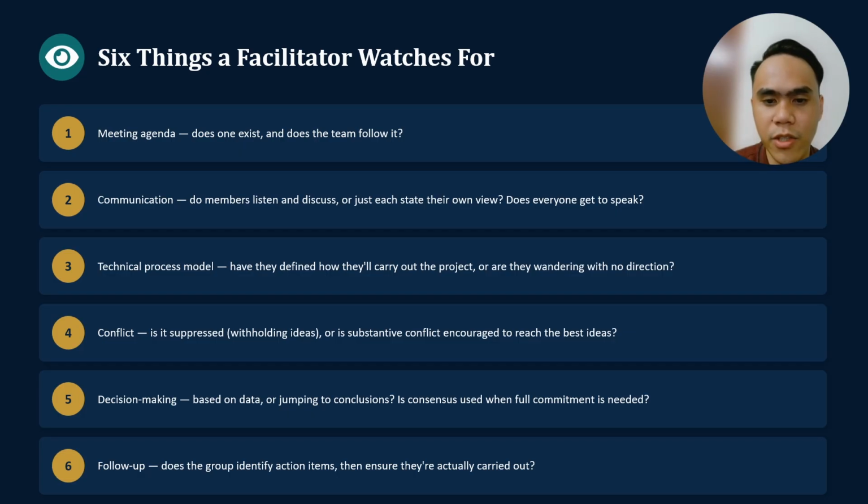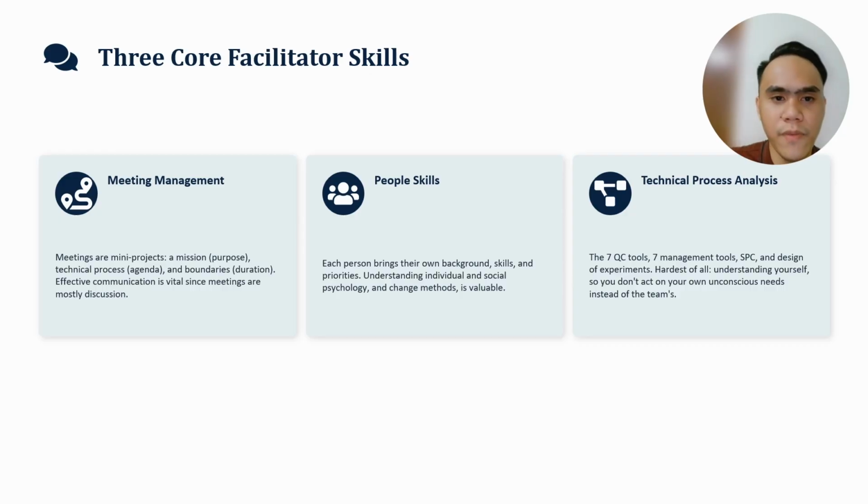And number five is decision making. Does the team actually make decisions based on data, or does it jump to conclusions? Is consensus specifically used in situations where the decision requires everyone's genuine commitment rather than just a quick vote? And six, the follow-up. Does the group actually identify concrete action items and then ensure those items are carried out rather than just discussed and forgotten?